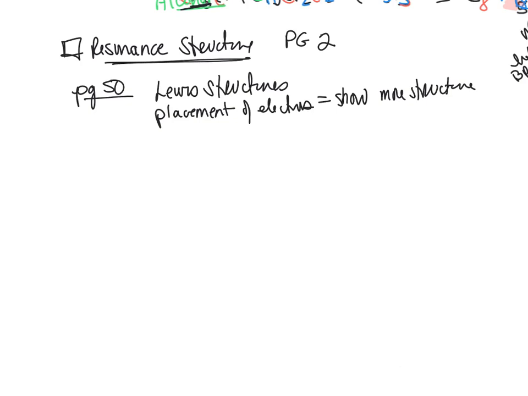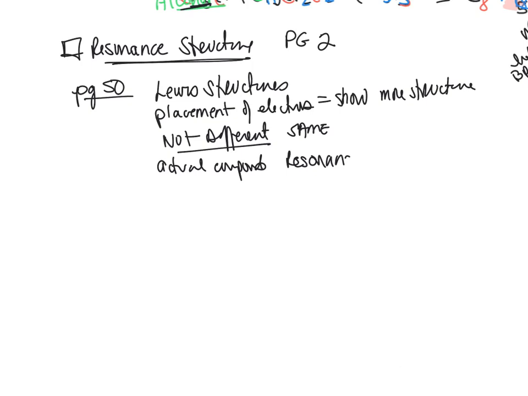They're not different compounds. We've been talking about different compounds. Isomers are different compounds, but these are the same compound. And the actual compound is said to be a resonance hybrid of the compound. So let's look at this compound here, CH2NH2 plus.